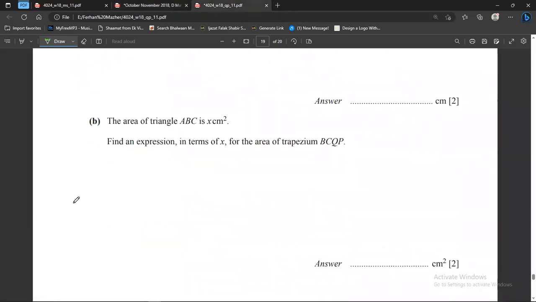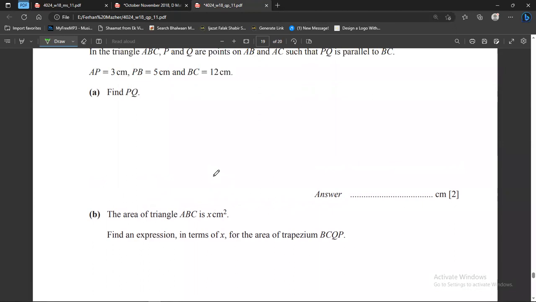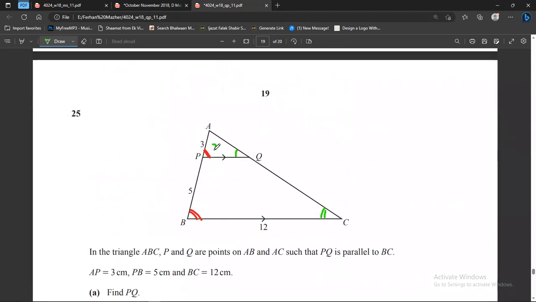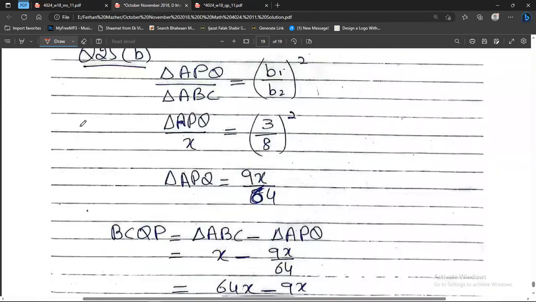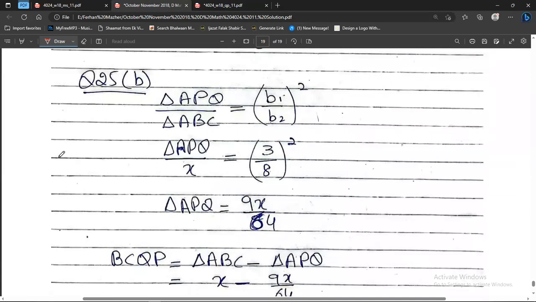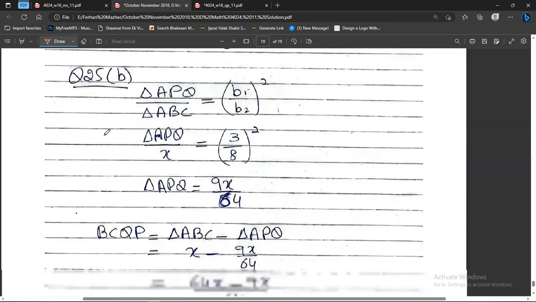The area of the triangle ABC is x centimeter square. Find an expression in terms of x for the area of the trapezium BCQP. So this area here is x, and they want me to find out the area of this trapezium. So I will find the area of the big triangle, and from it I will subtract the area of the small triangle, and that will give me the area of the trapezium. Okay, so try to understand how this is done.